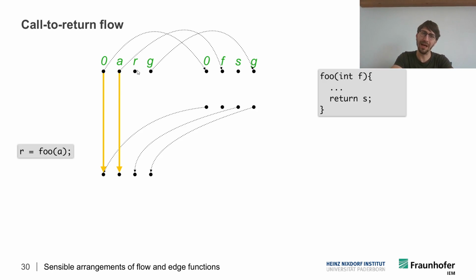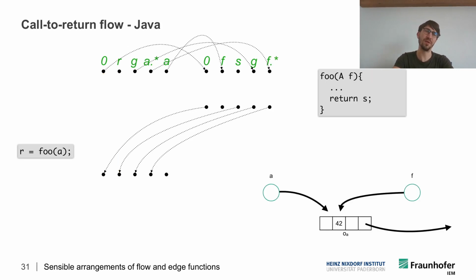Now, R is the return value, and as it is set by this statement here, it would be killed here. Even if we had some propagation here before, we would actually kill this value here. So we are not drawing this data flow edge here. And as we propagate the global variable G both into the context of foo and out of it, we are not drawing this call to return flow for G either.